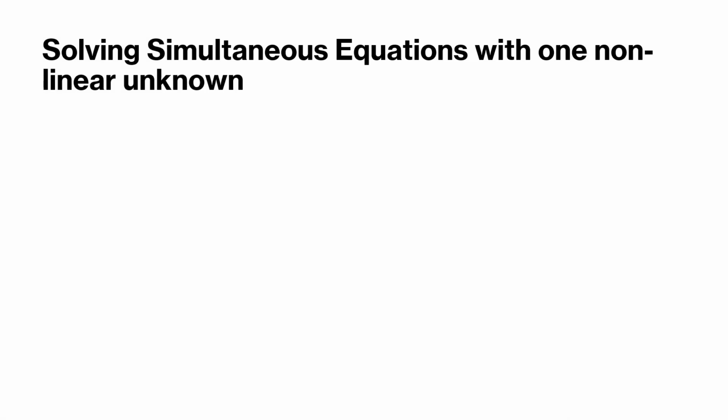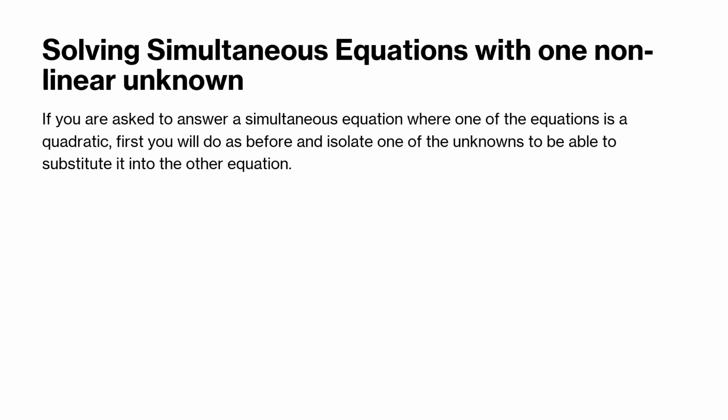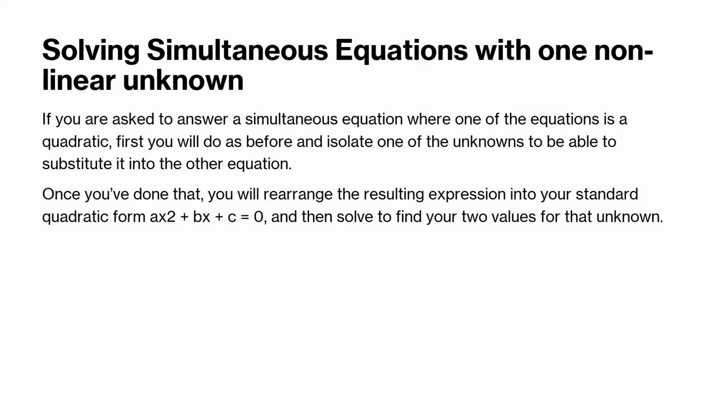Finally, we have solving simultaneous equations with one nonlinear unknown, so one of the equations will be a quadratic equation. If you are asked to answer a simultaneous equation where one of the equations is a quadratic, first you will do as before and isolate one of the unknowns to be able to substitute it into the other equation. You'll isolate the y, for example, to get the value of y, then you insert that into the other equation instead of the y, to get all values of x. You expand all the brackets and everything to write it down into our standard quadratic form, ax squared plus bx plus c. You solve it with any of the previous three methods to get your answers for x.